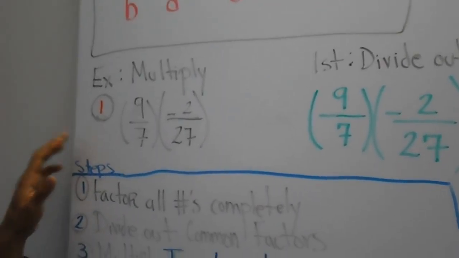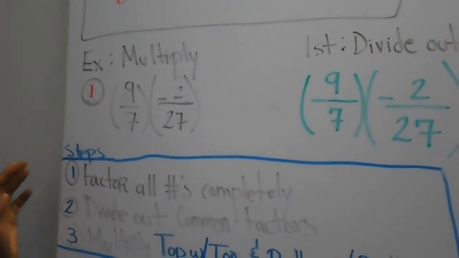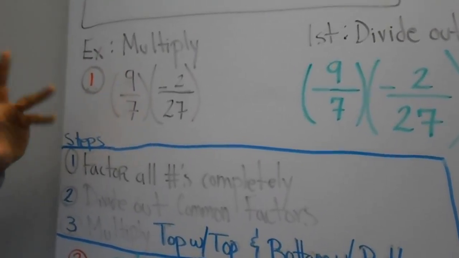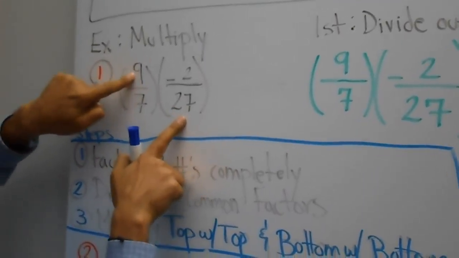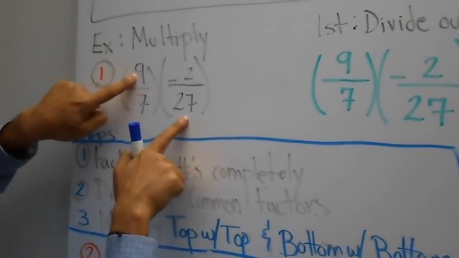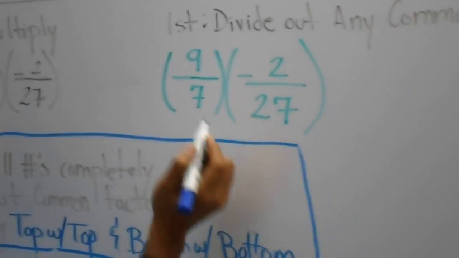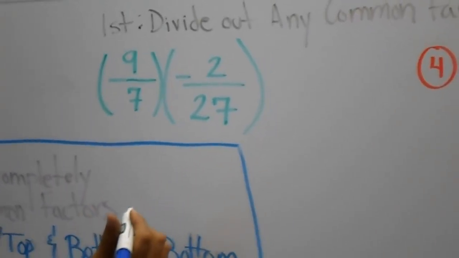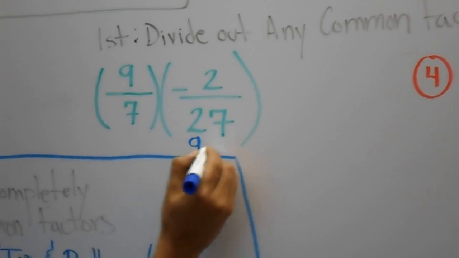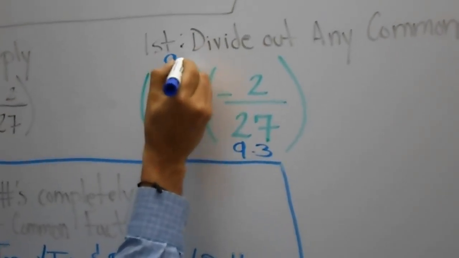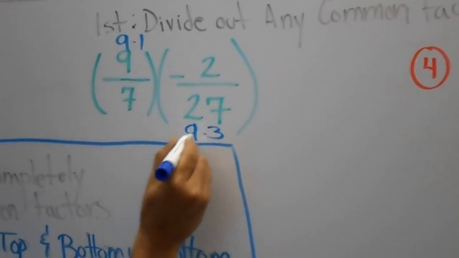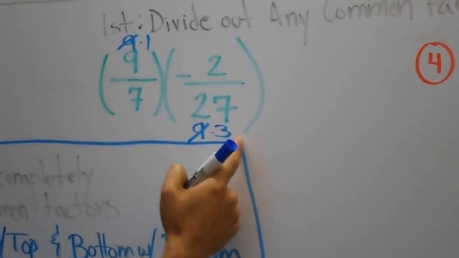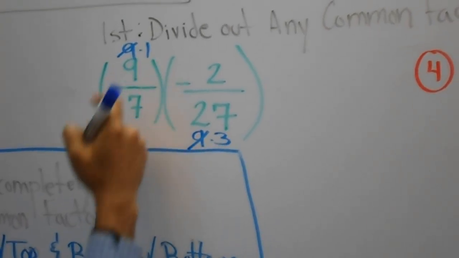The first step is to divide out any common factors. So let's see, between 9 and 7, there's no common factors, but there is between 9 and 27. So we're going to do that example over here. Between 9 and 27, do you have a common factor? Yes. The biggest common factor is 9, and this is really 9 times 1. Notice that the 9 and the 9 cancel. So the 27 just became a 3, and the 9 became a 1.